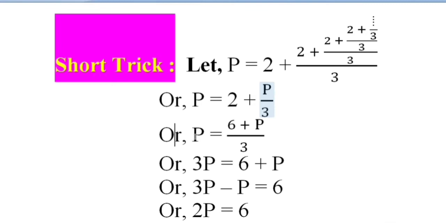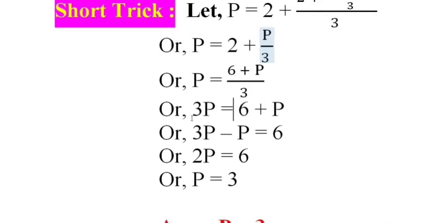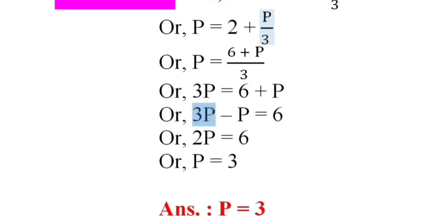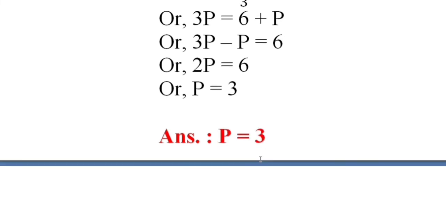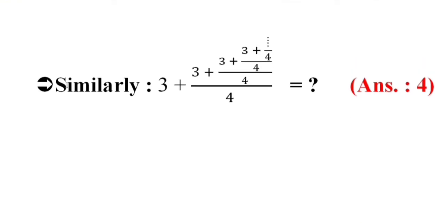Or P equals 6 plus P by 3, or 3P equals 6 plus P, or 3P minus P equals 6, or 2P equals 6, or P equals 3. Answer P equals 3. Similarly, 3 plus this problem equals what? Answer is 4.